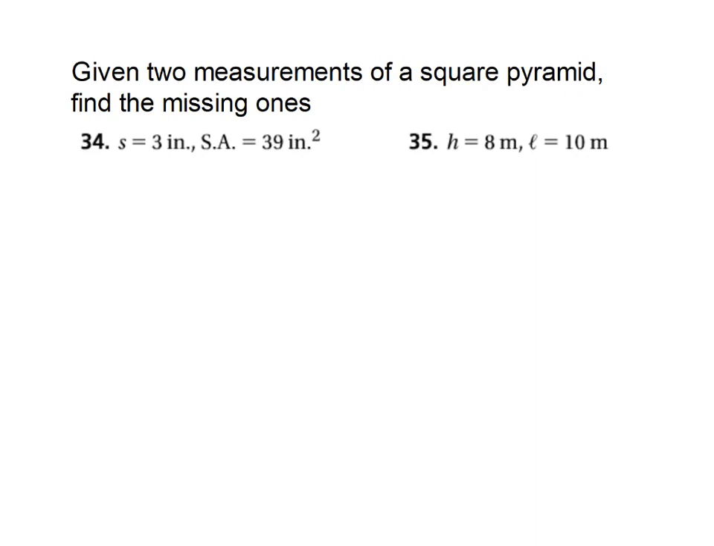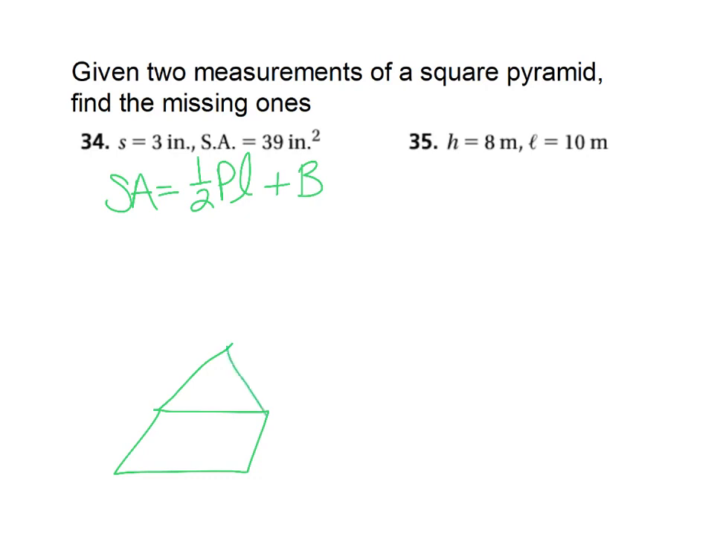Now, we're going to kind of move on past the plugging and chugging through that formula, and we're going to kind of work backwards through a formula. They've given me a couple measurements on a square pyramid, and I'm looking for the missing ones. Okay, so on a square pyramid, the surface area formula would be, let's see, 1/2 PL plus 1 base. In this, I'm going to draw a picture here so you can see what's going on. Given two measurements of a square pyramid, find the missing ones. What would be missing in this formula?